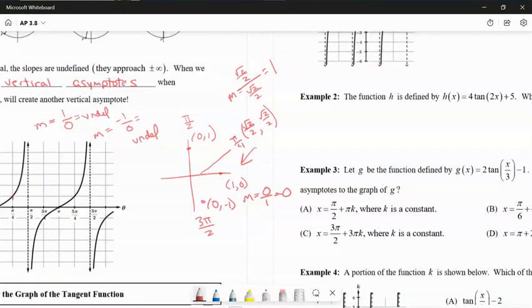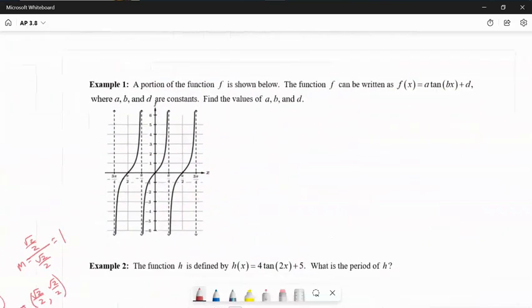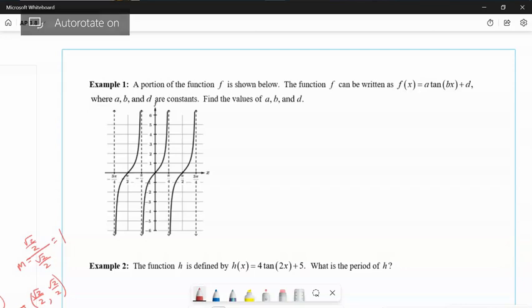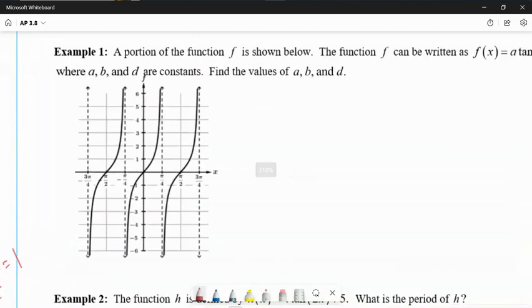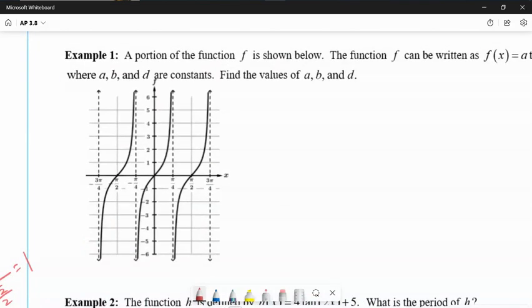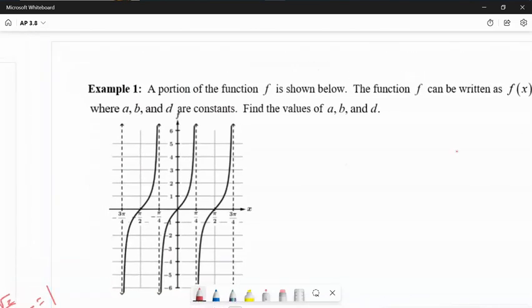Okay, example 1. Says a portion of the function f is shown below. The function f can be written as, here we don't have a c, there's no phase shift on it. We want to figure out what a, b, and d are. So we're going to start with the period because we can use that to figure out what b is. We're going from -pi/4 to pi/4. And so that means that distance there would be pi/2.